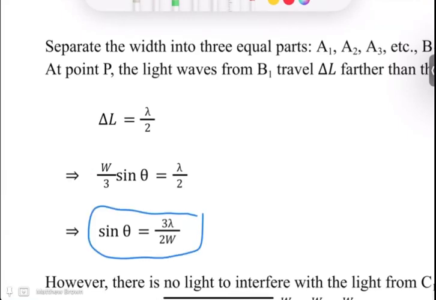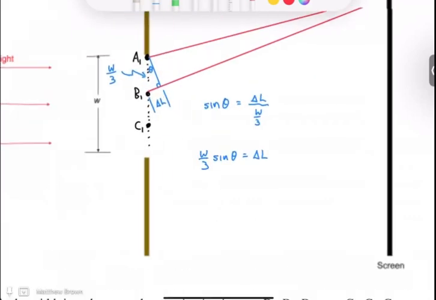But if you look at this, there's something interesting that happened here, right? I just looked at all the waves from A canceling with all the waves from B, but what about C? There's nothing to cancel the waves from C, right? All the waves from A and B cancel with each other. They interfere destructively. Okay, fine. But now we get all these extra waves from C. So this actually corresponds to a bright spot on the screen.